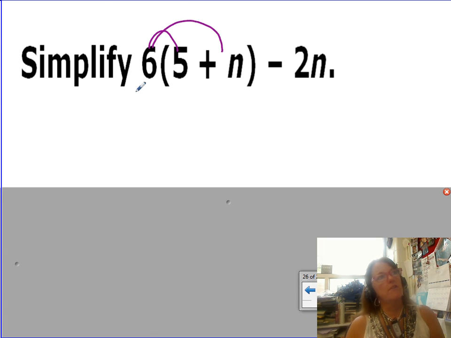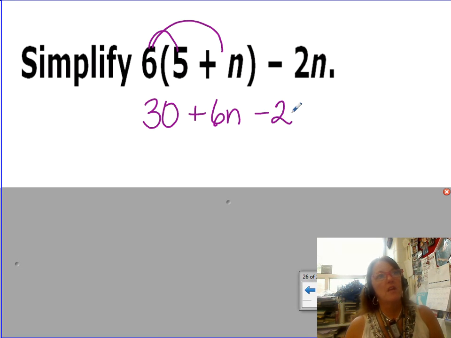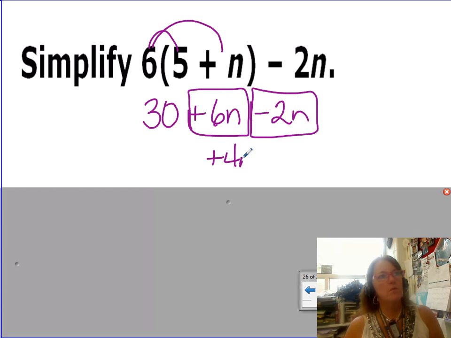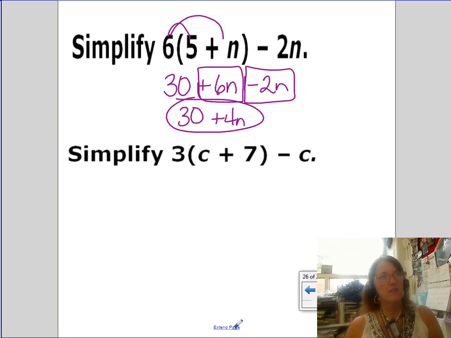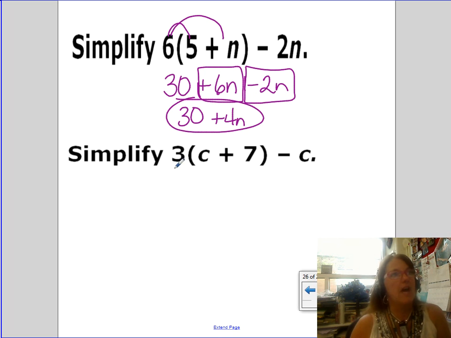Look at this one, okay? Simplify the expression, first distribute. 30, 6n. Now my parentheses are gone because I've distributed, and then I have a minus 2n here. Combine these like terms together, that gives me a positive 4n. And 30 just comes on down because it's a constant and has no other like terms with which to simplify or combine.